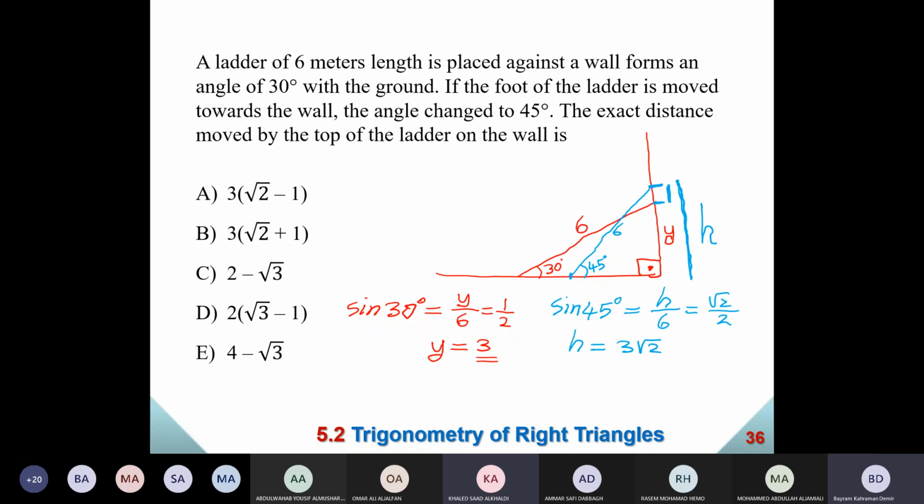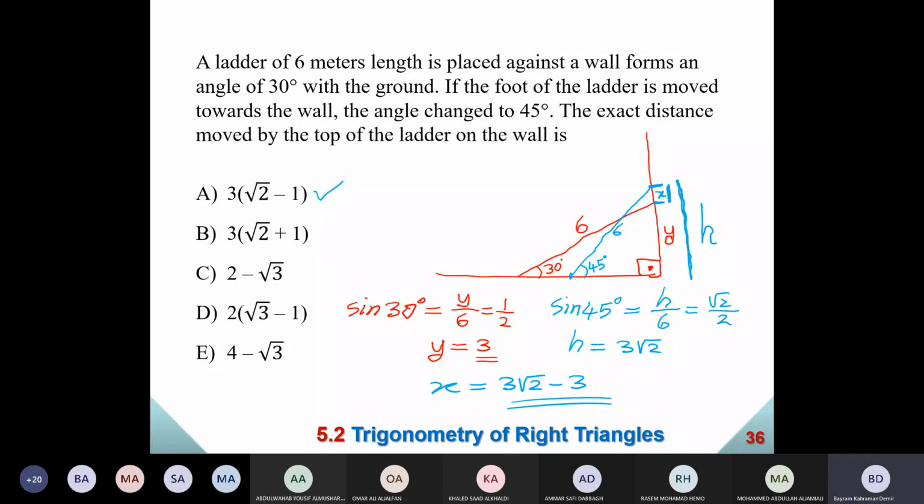So let me say this difference is x. So x is equal to 3 root 2 minus 3. We take 3 as a common factor, which gives 3 times (root 2 minus 1). A is the correct answer. Very famous questions.